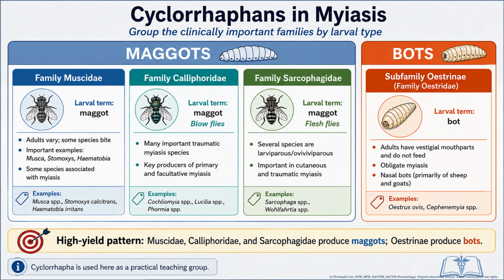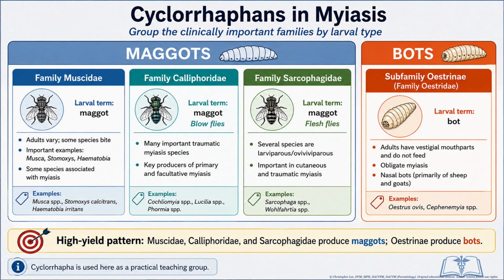On the left are the maggot-associated families, Muscidae, Calliphoridae, and Sarcophagidae. Muscidae includes familiar nuisance and biting flies, although selected species have been associated with myiasis. Calliphoridae are the blowflies, and Sarcophagidae are the flesh flies.